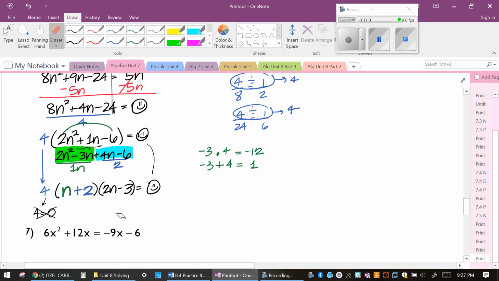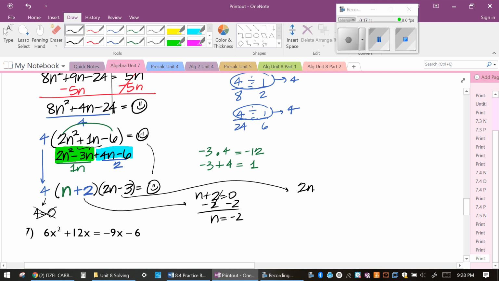I ran out of room there, so I'm going to do it over here. N plus 2 equals 0 would give you an answer of negative 2. And 2n minus 3 equals 0 would give me an answer of 3/2.